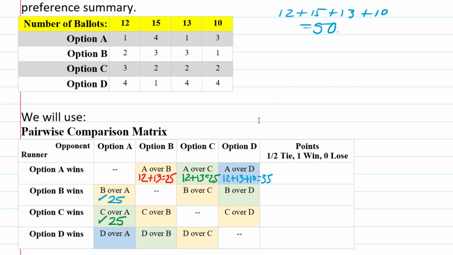Now we also know that A won over D 35 times, and 50 minus 35 is 15. So I would expect D won over A 15 times. Let's go ahead and check that.